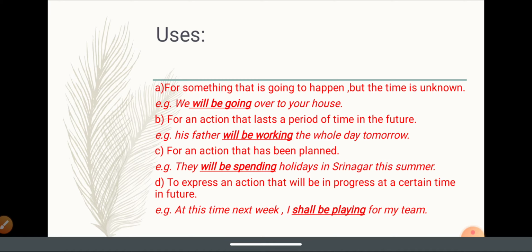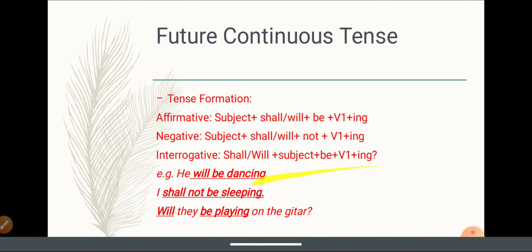Next comes to express an action that will be in progress at a certain time in future. At this time next week. So at the time when we are speaking, we are expecting what will be in progress at the same time next week. So at the same time next week, I shall be playing for my team. So he is expecting some future time, and what he will be doing at the same time in the future.